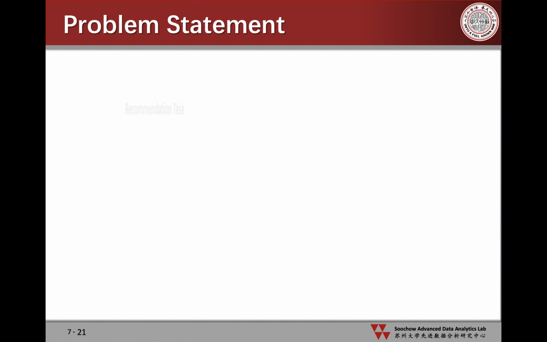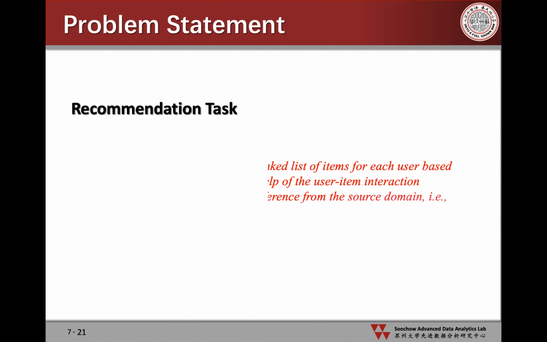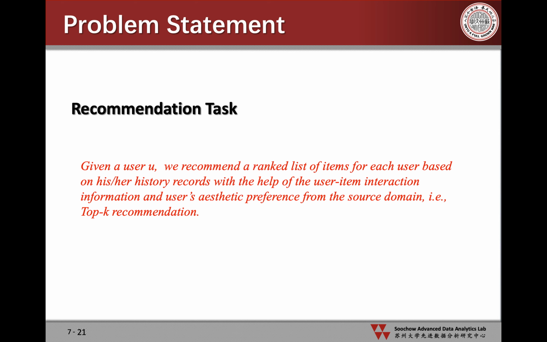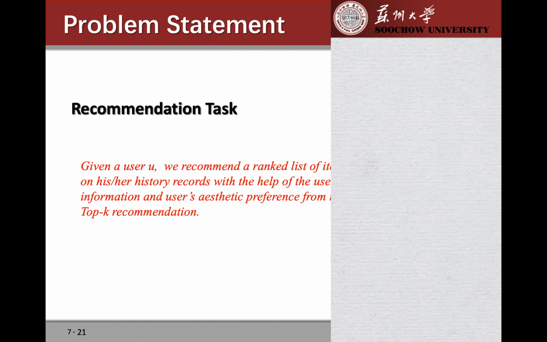Part 2. Our recommendation task is that given a user U, we recommend a ranked list of items for each user based on his historic records, with the help of the user-item interaction information and the user's aesthetic preference from the source domain. Okay, it's a top-K recommendation.